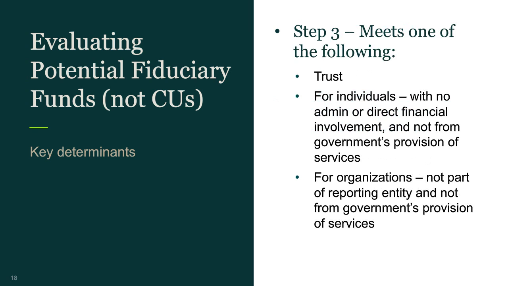So the last step is determining if the activity meets any one of the criteria listed here. Are the assets held in a trust? Are they held for the benefit of individuals and not the primary government? If not, are they held for the benefit of other organizations that aren't already a part of the reporting entity, such as maybe an already identified component unit or something like that? So if any one of those is met, and you've already met the first two criteria, then the activity would be considered to be a fiduciary fund.